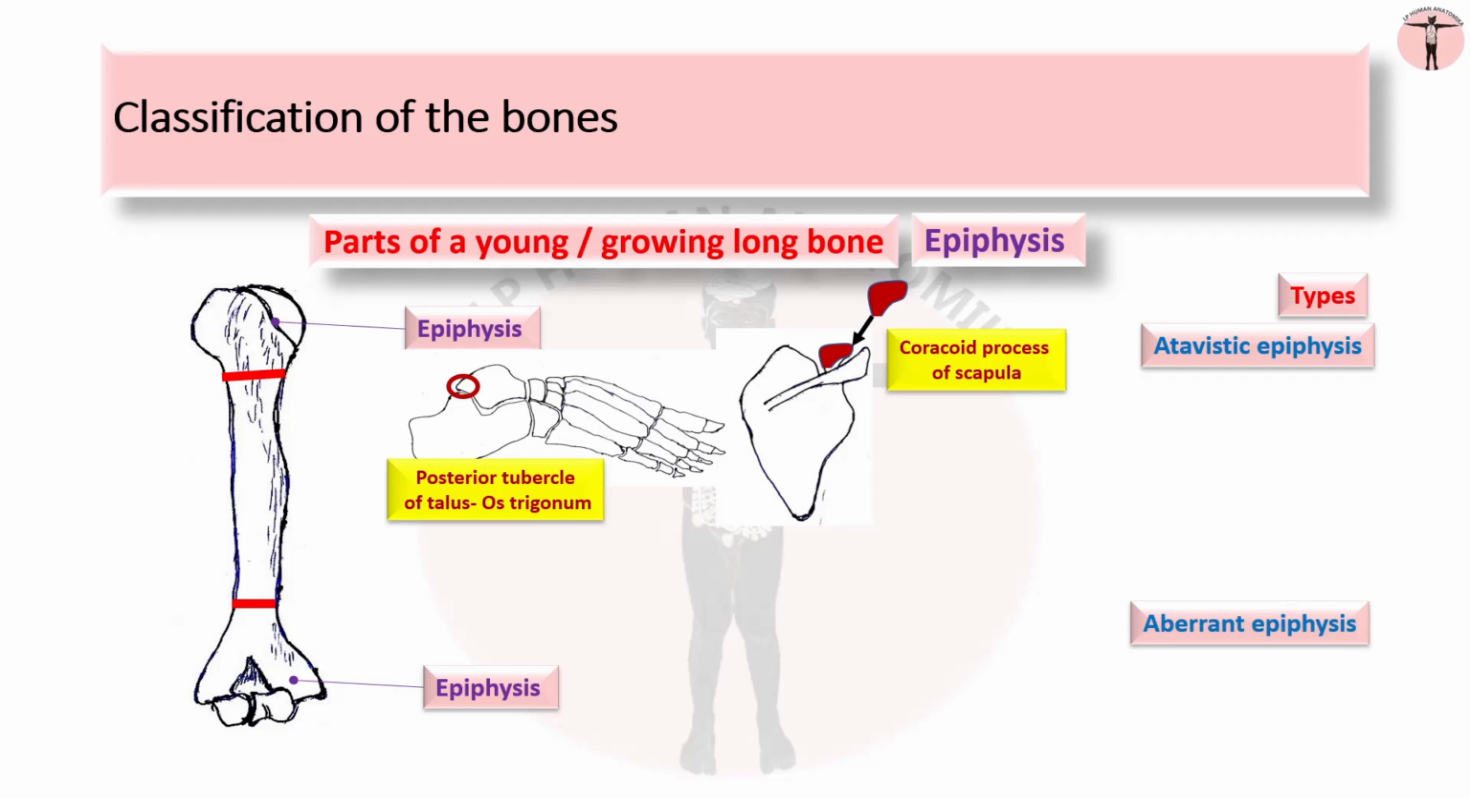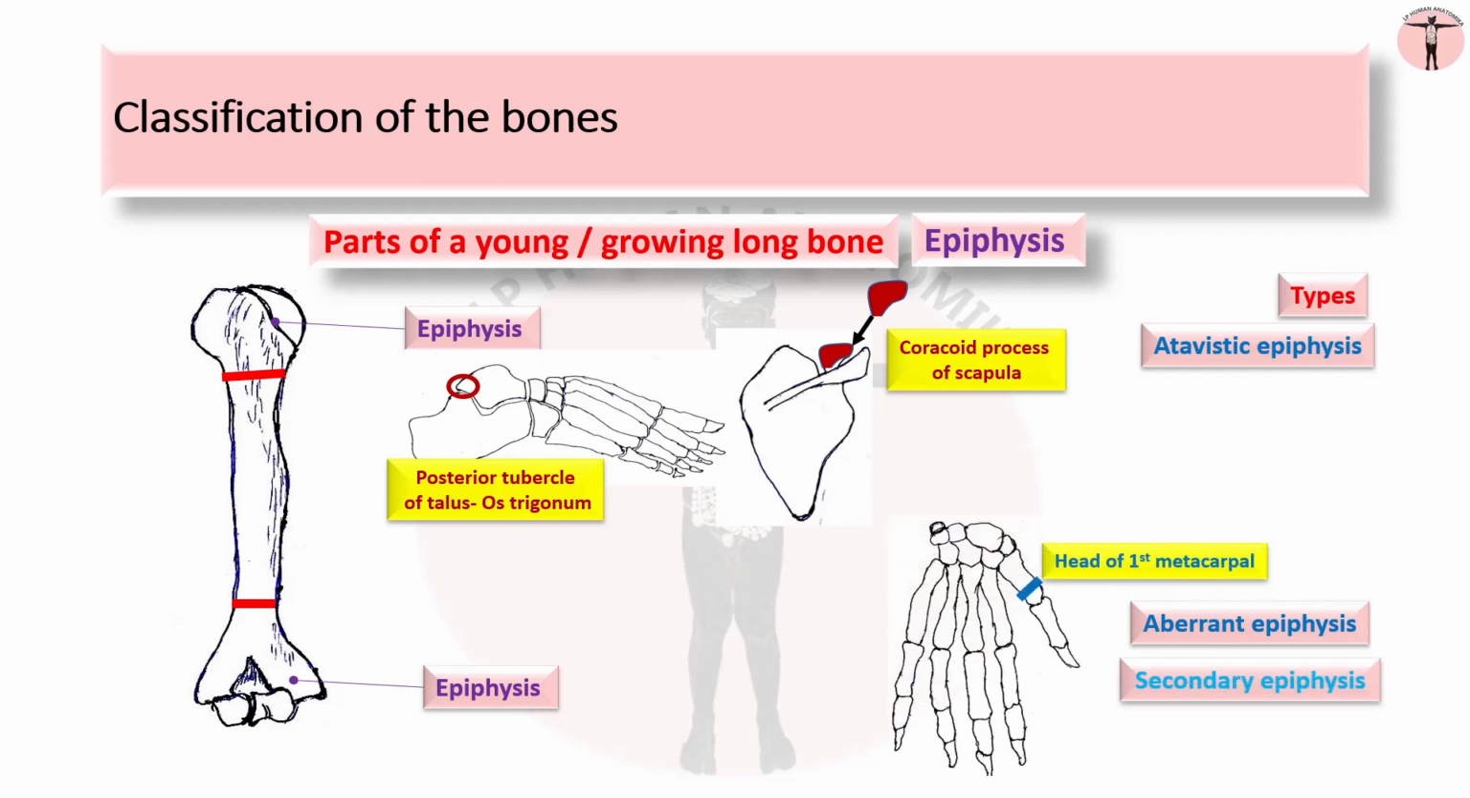Aberrant epiphysis. It is not always present. The metacarpal bones usually have one epiphysis present at the base of first metacarpal and at the head of other metacarpal bones. Aberrant epiphysis is the secondary epiphysis which develops at the head of the first metacarpal and the base of other metacarpal bones.